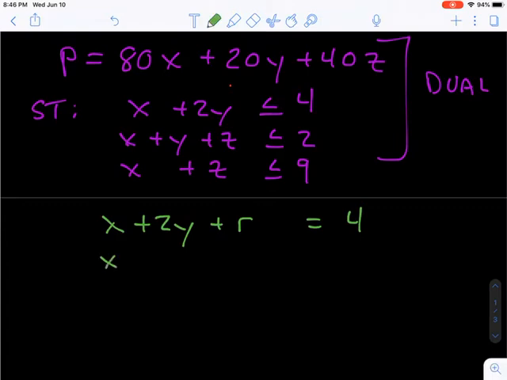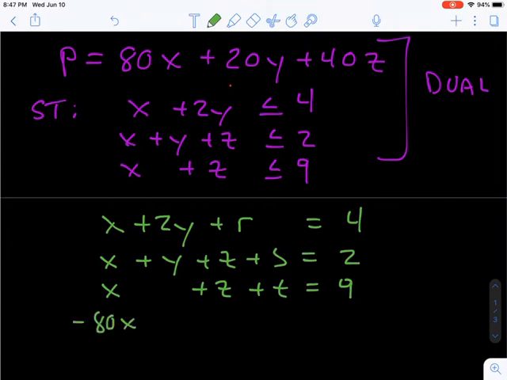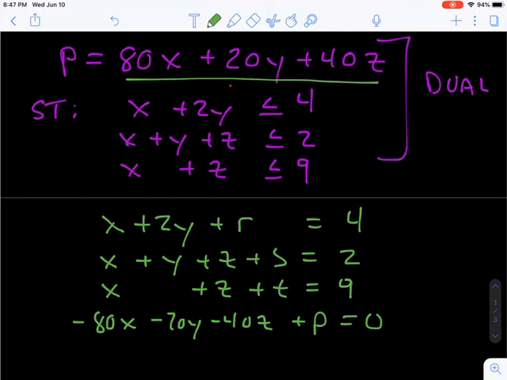Second constraint is x plus y plus z plus the slack variable s is equal to 2. My third constraint, x plus z plus slack variable t is equal to 9. And then on the very bottom, we're going to have negative 80x minus 20y minus 40z plus p equals 0. So remember, what we're doing here is just taking everything on the right-hand side, subtracting it over to the left-hand side. And so this is our system of equations.